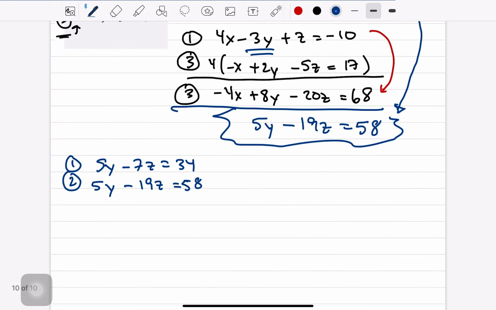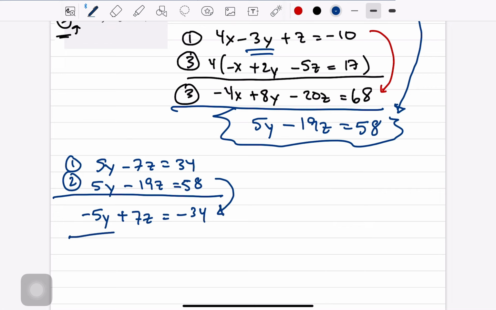I'm going to take equation 2, and multiply it by negative. Actually, I'm going to multiply equation 1 by negative, because 34 being negative is better than me having negative 58 in my own mind. So I'm going to multiply equation 1 by negative: negative 5y plus 7z equals negative 34. Now I have the ability to add these two together, equation 2 and my new equation 1.